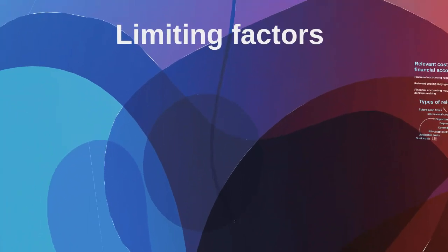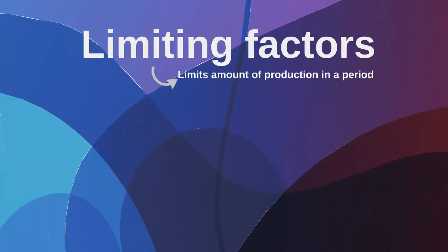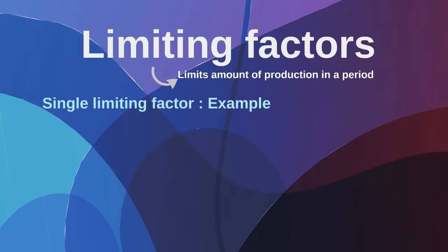And now on to limiting factors. Essentially it's a limit to the amount of production that we can do in a period. In a particular stretch of time we can only produce a certain amount of things. We may only have certain resources available, and therefore we cannot produce everything we want to produce. So what limiting factor analysis is all about is deciding the optimum use of resources. This is best explained using an example.